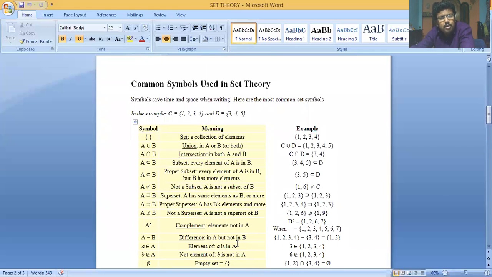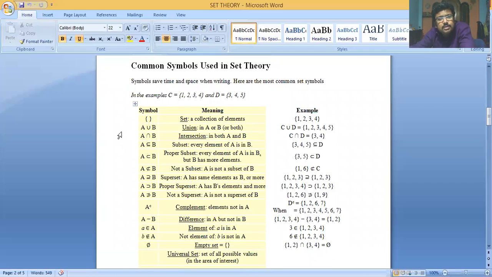Now, some common symbols used in set theory. Look, this symbol: we should write the set within this curly bracket. As an example, you can say that 1, 2, 3, 4 within the curly bracket is a set. This is the symbol.